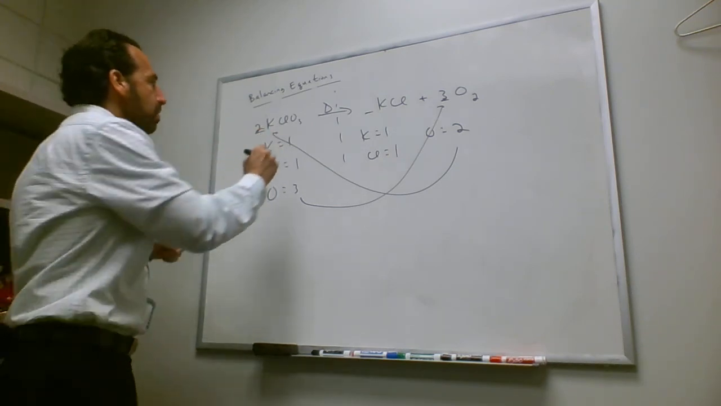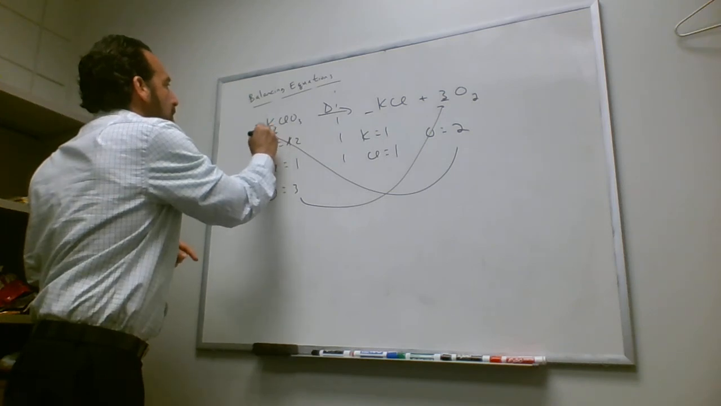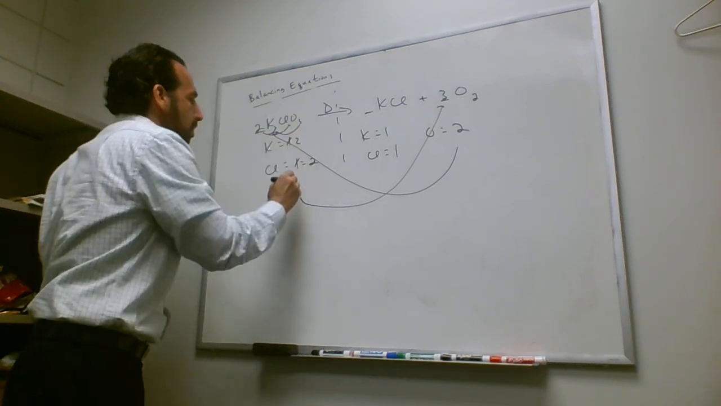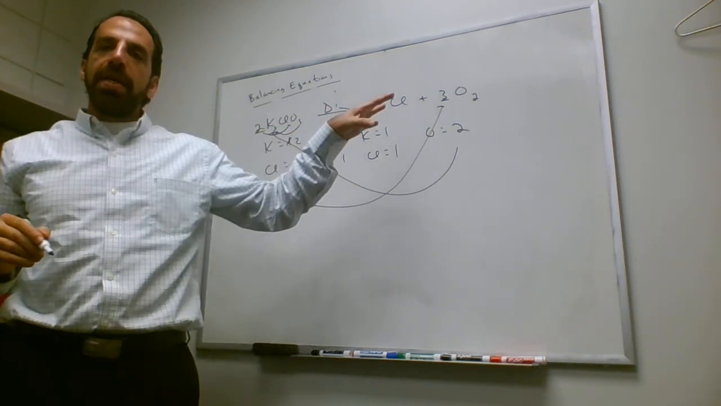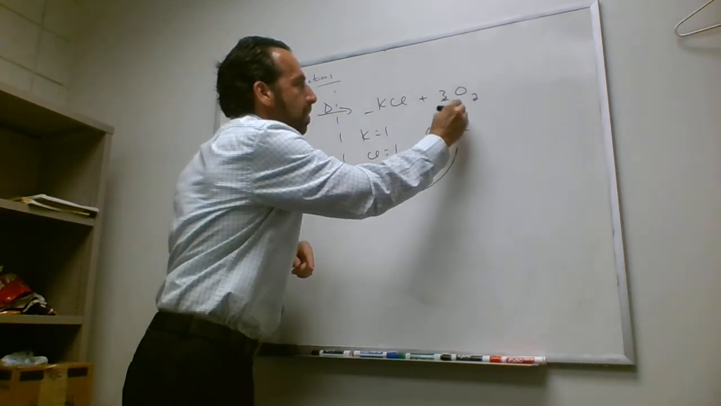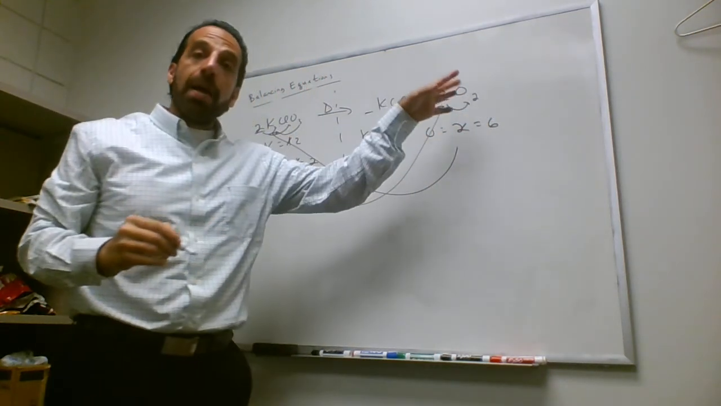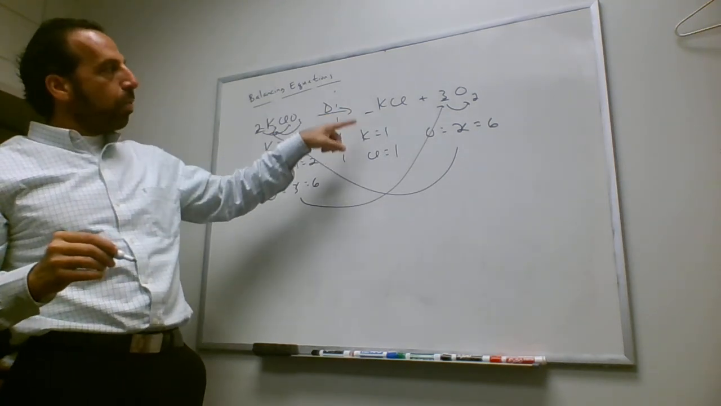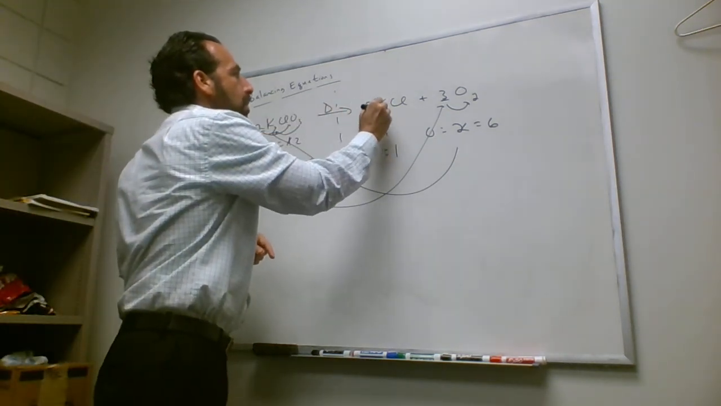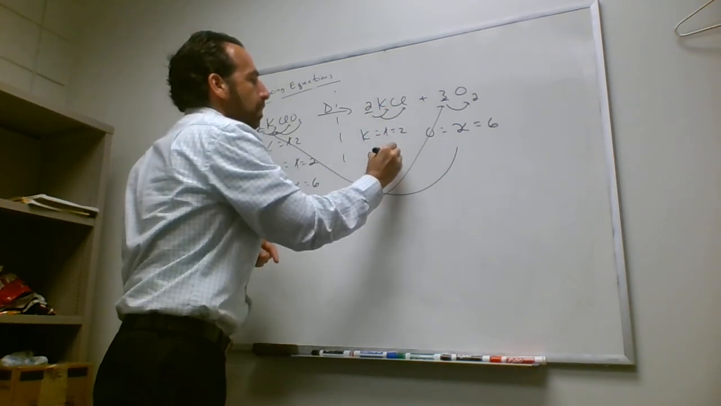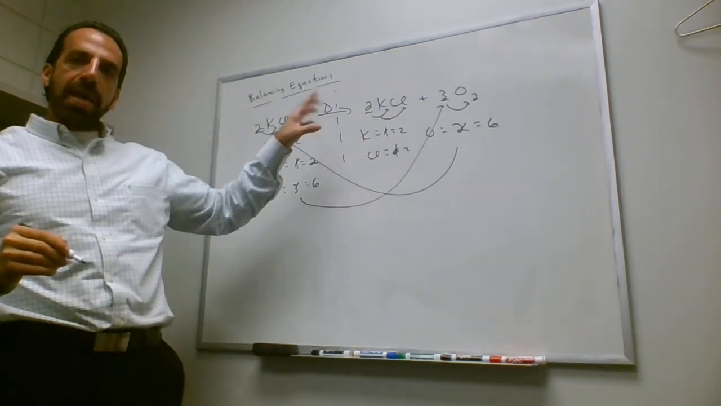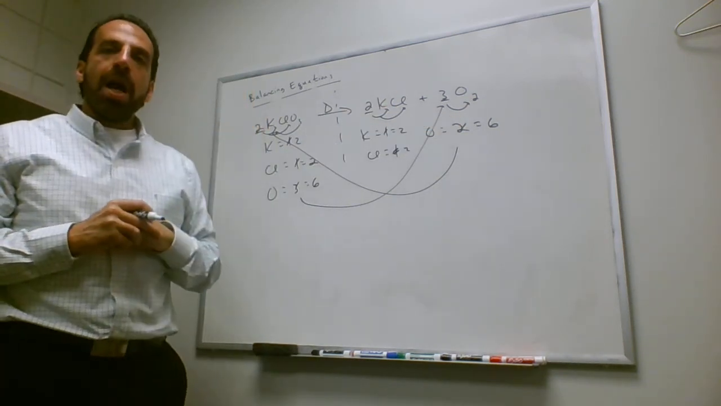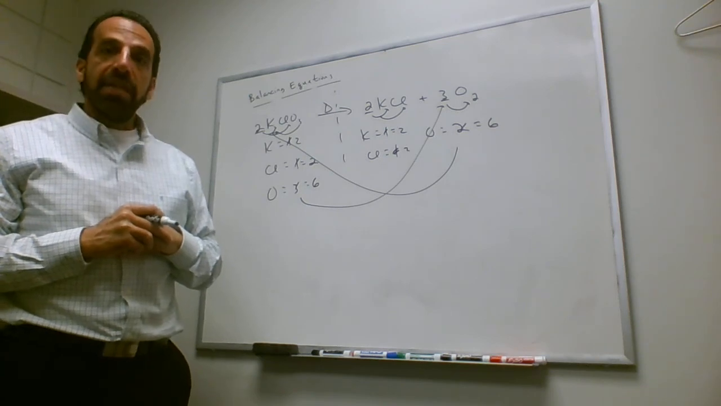So now I have 2 potassiums, 2 chlorines, and then 6 oxygens. On the right-hand side of the equation now, I have 6 oxygens, 3 times 2 rather. So I have 6 oxygens. To balance my potassiums and chlorines, I just put a 2 in front of this. So now I have 2 potassiums, 2 chlorides, 6 oxygens on the right-hand side, and then the same number on the left-hand side or the reactant side.